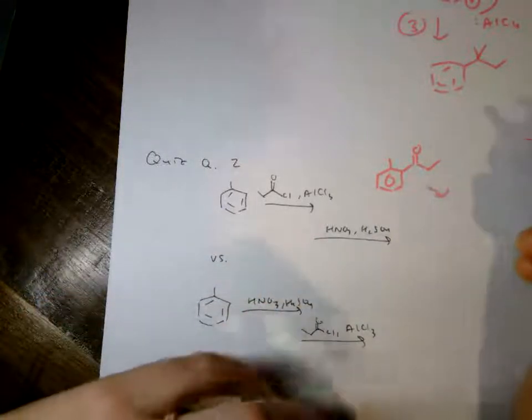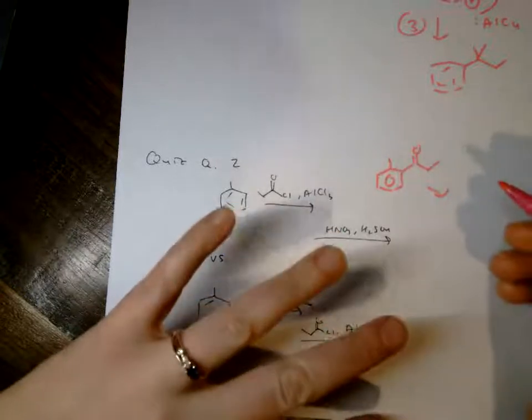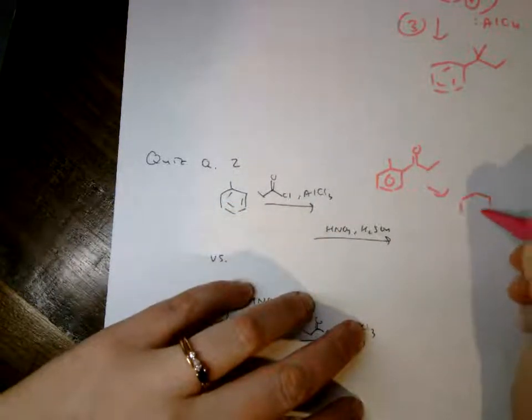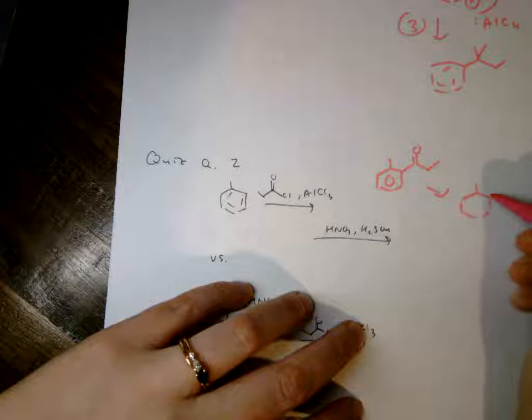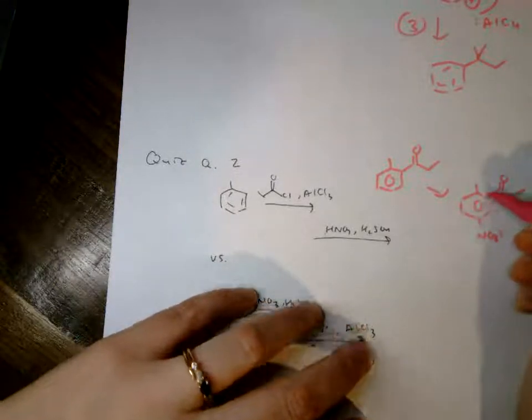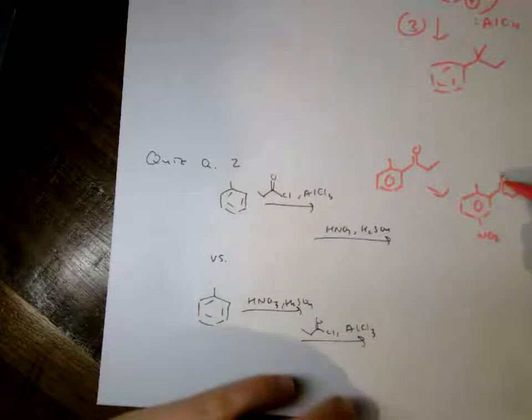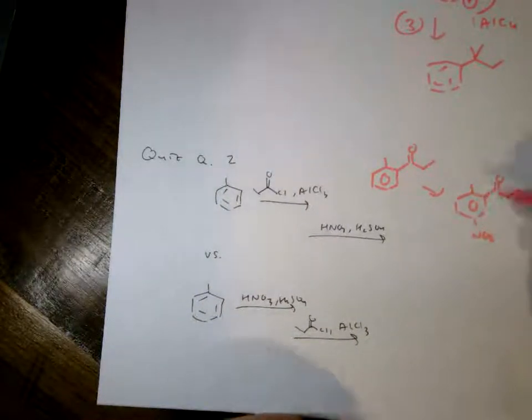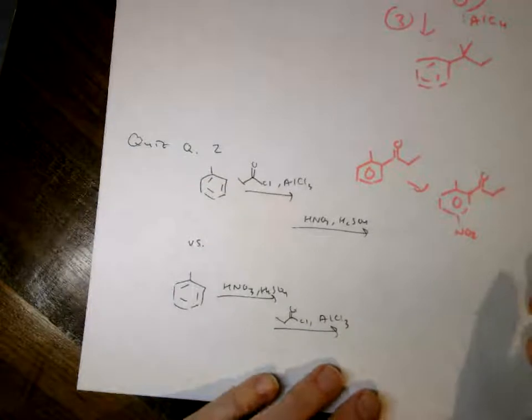This is weakly deactivating, right? But with the methyl group, it's probably okay. And you'll get a substitution where we have the nitro down here. It's meta from the acyl group, and it's para from the methyl group, right?